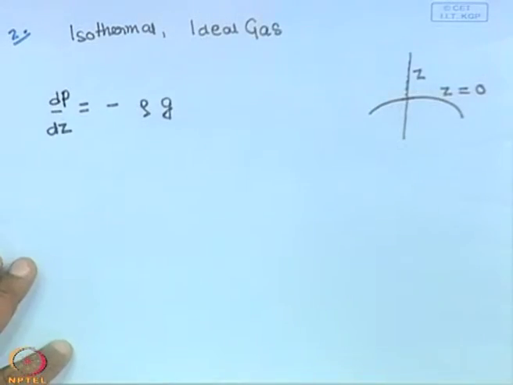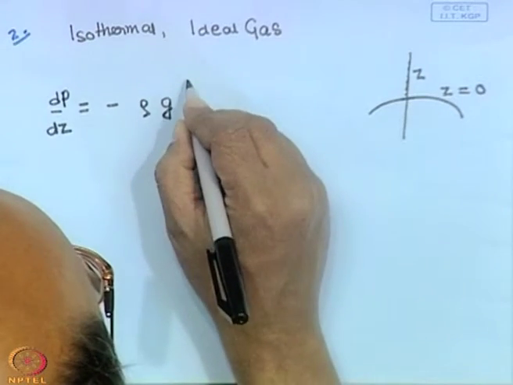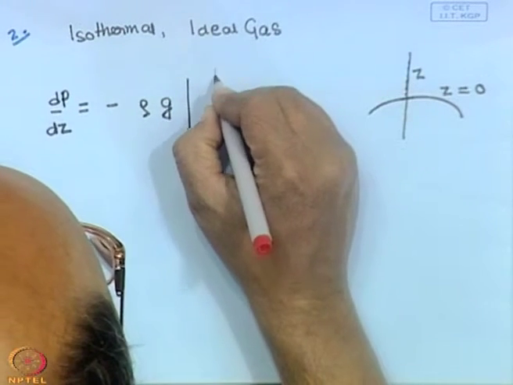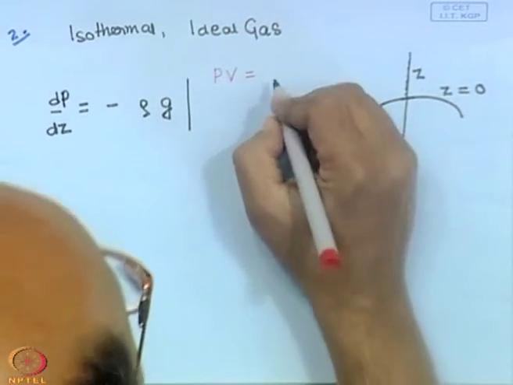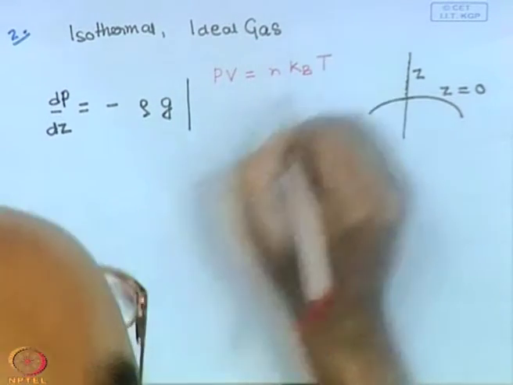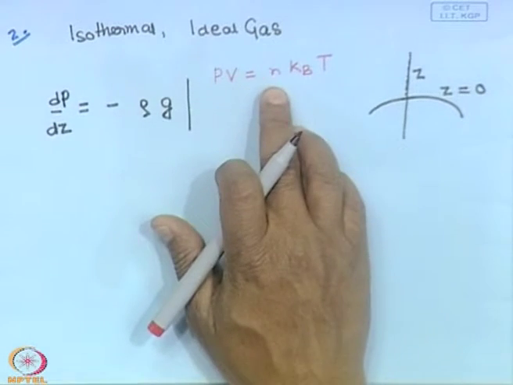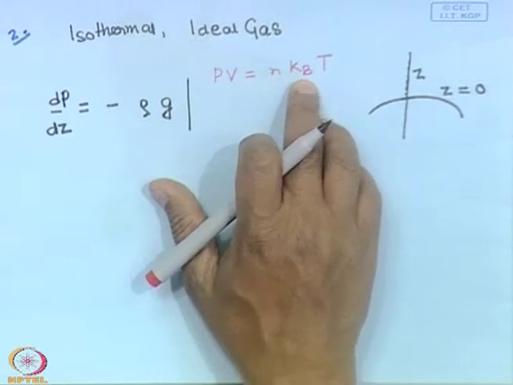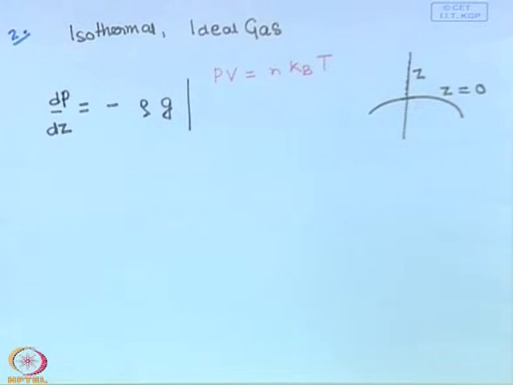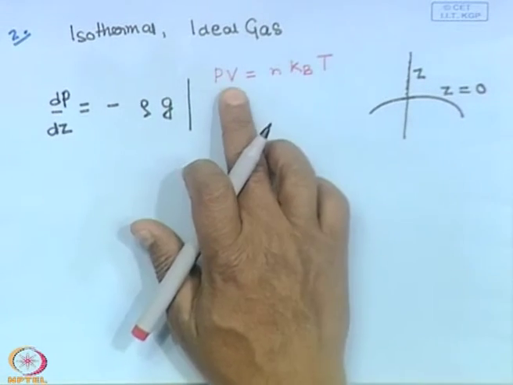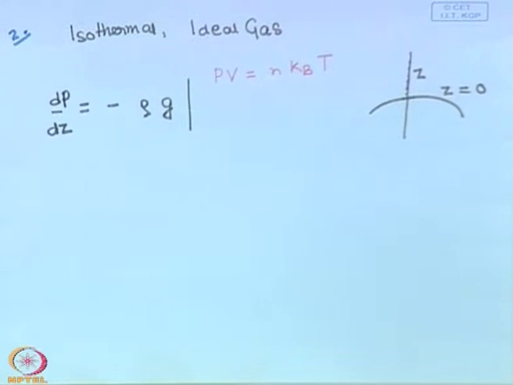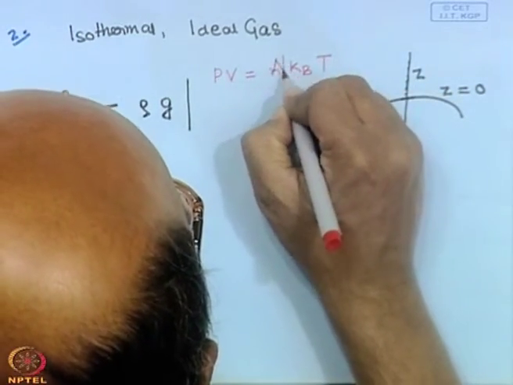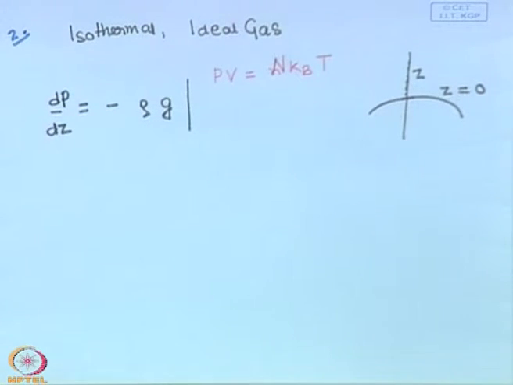But now we know that this is an ideal gas. For an ideal gas, we also have that PV is equal to N kB T. Pressure into the volume of the fluid is equal to the number of atoms or molecules in the fluid into the Boltzmann constant kB into the temperature in Kelvin, absolute temperature. Okay, that is the relation between the pressure, volume and the temperature for an ideal gas. PV is equal to NkT. Okay, N is the total number of atoms or molecules in my system, particles.